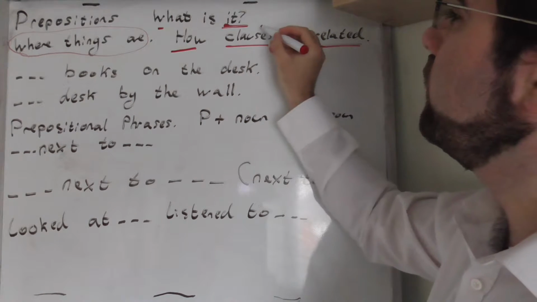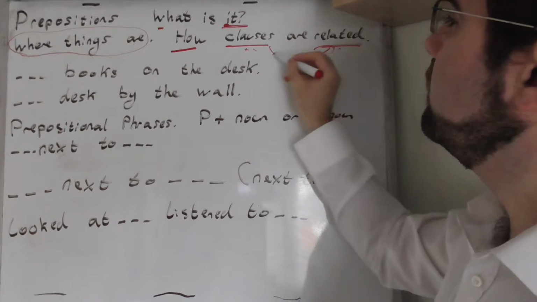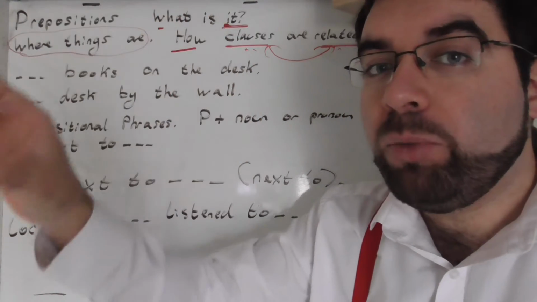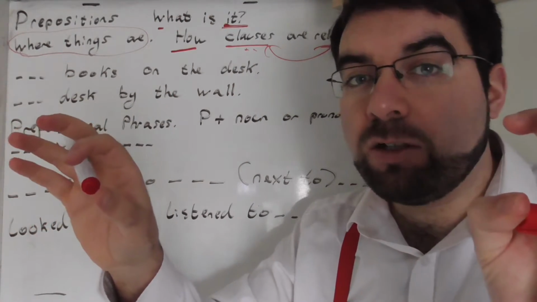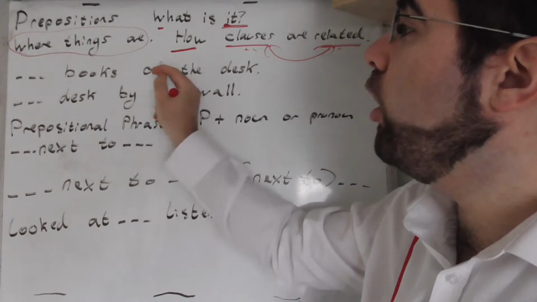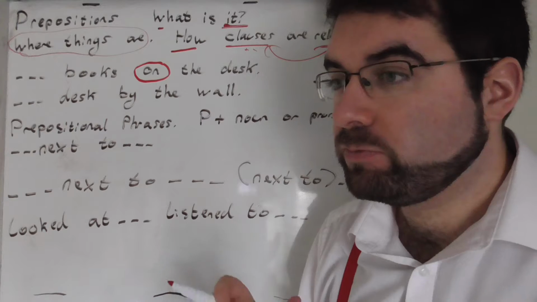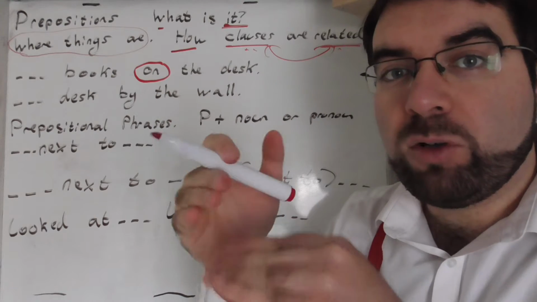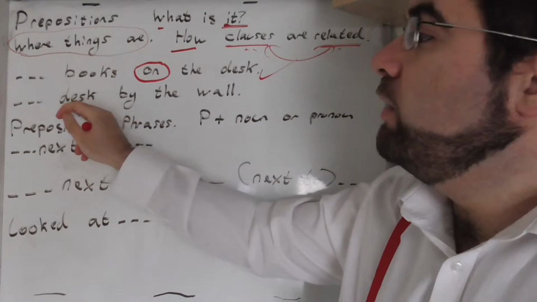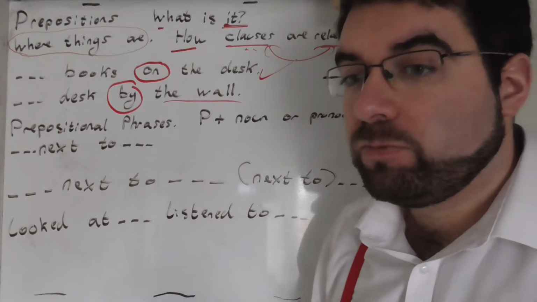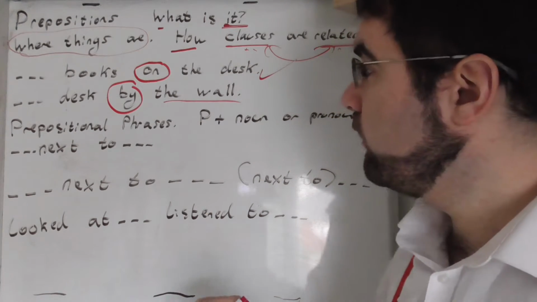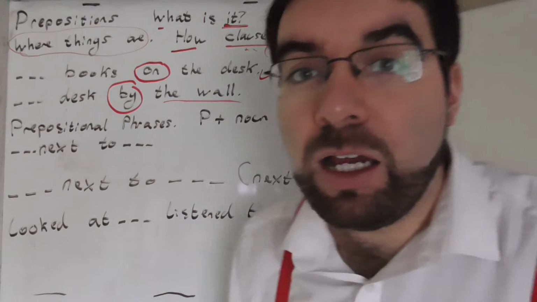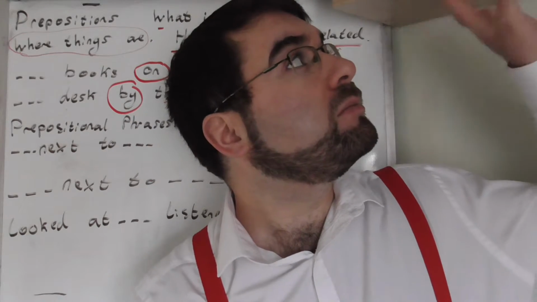Okay, but also it is how clauses in sentences are related. How this clause is related to that clause. The book is by the window. The books are on the desk. The desk is underneath the books. Very nice. The desk is by the wall. The board is next to the wall. I am underneath my books.